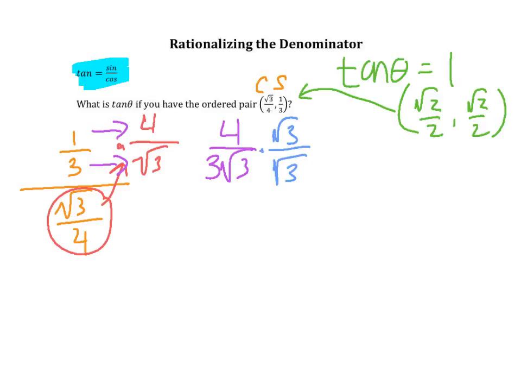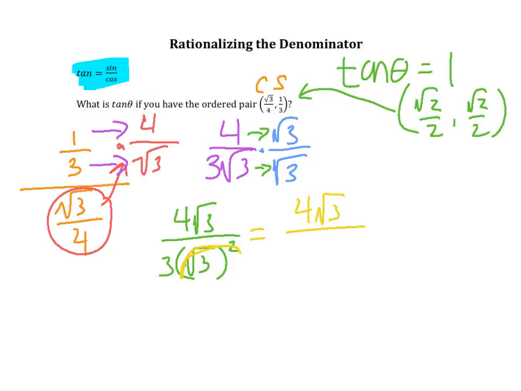So now that we have two fractions again, you multiply straight across. So 4 times the square root of 3 is 4 square root of 3. And then the bottom is going to be 3, and then square root of 3 squared because you have two of those. Now the thing to notice is the square root and the square cancel out. So you are left with 4 square root of 3 over 3 times 3. And that is going to simplify to 4 square root of 3 over 9.